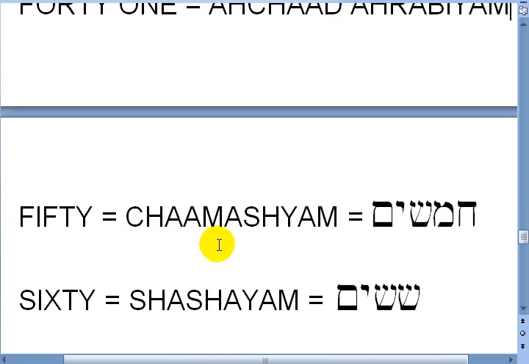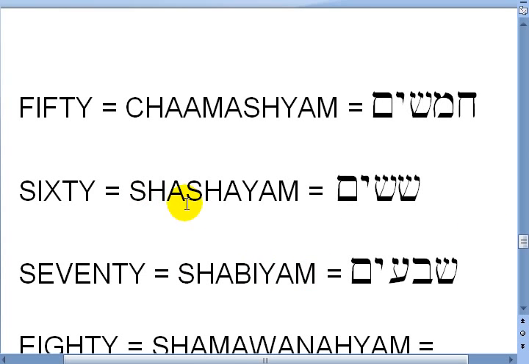Then you get to 50. 50 is Chamashim, and then you just put the 1 at the beginning to make 51. Akkad Chamashim, Shanya Chamashim, Shalash Chamashim. So that's 51, 52, and 53. 60 is the same thing, Shashayim. Shashayim is 60, Akkad Shashayim would be 61.